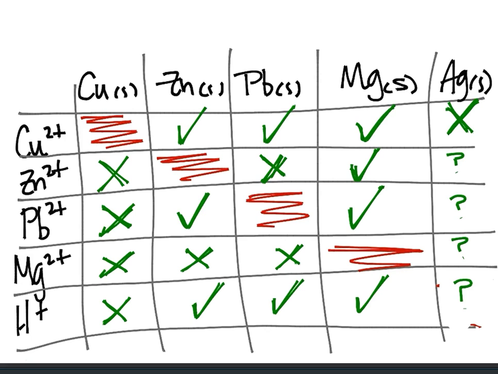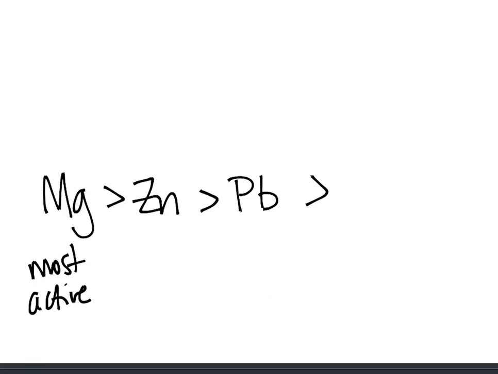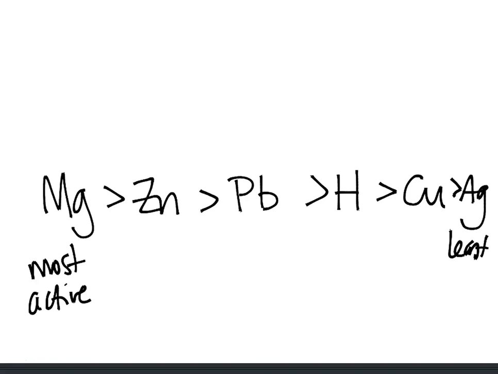So we can make our activity series. Magnesium is the most active of the metals that we looked at, followed by zinc, followed by lead. Now we can go back and check our results in terms of copper and hydrogen ion. But here, because copper solid did not react with hydrogen ion, we're going to put hydrogen next. It should be H2 really. And then copper, and then silver is the least active of the ones that we looked at in this lab or demonstration.